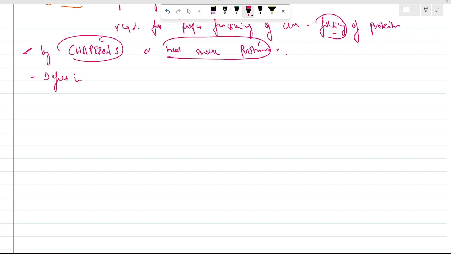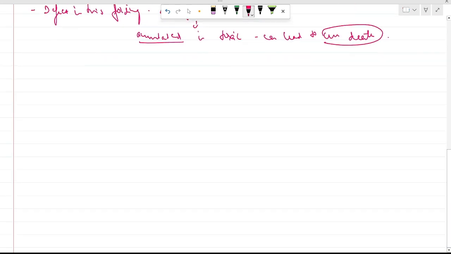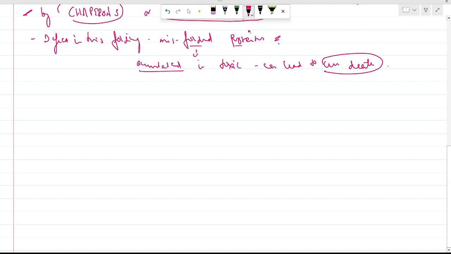Any defect in this folding leads to formation of misfolded proteins. These misfolded proteins, when accumulated, are toxic and can lead to cell death. So one of the most common causes of cell death is accumulation of misfolded proteins. Cell death is an important topic which will be discussed in detail in pathology in our second year. For now, we have to remember that the most common cause of cell death is accumulation of misfolded proteins.